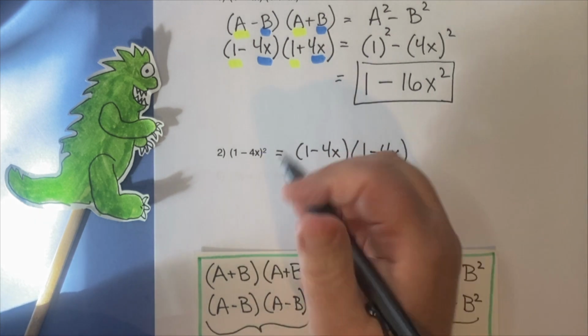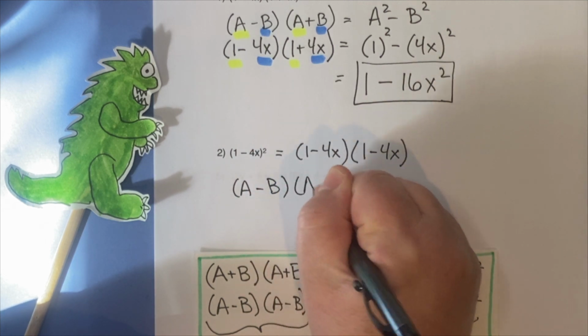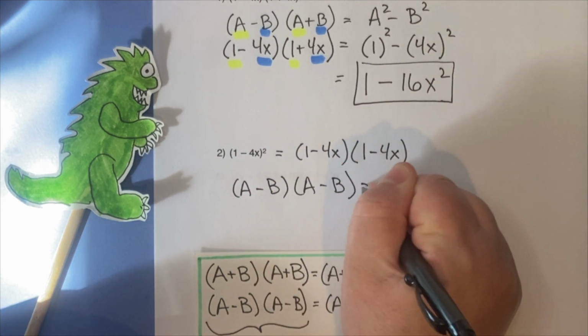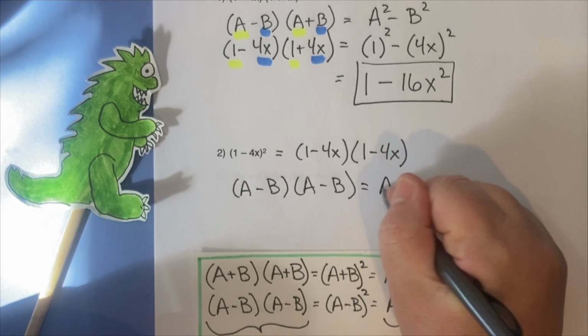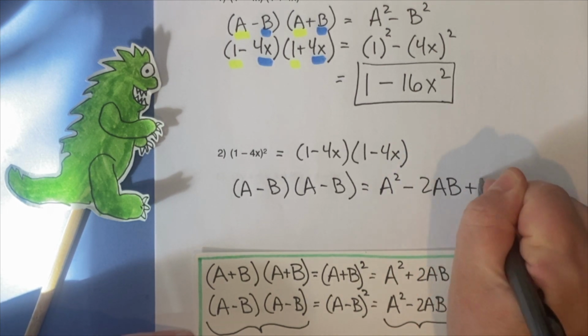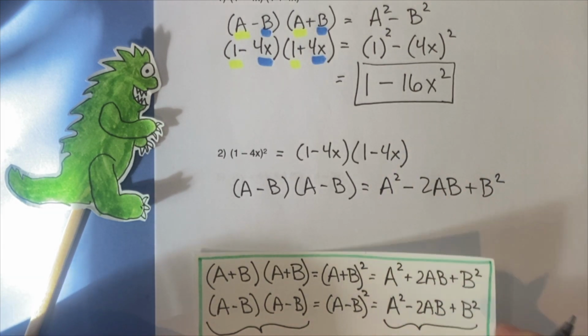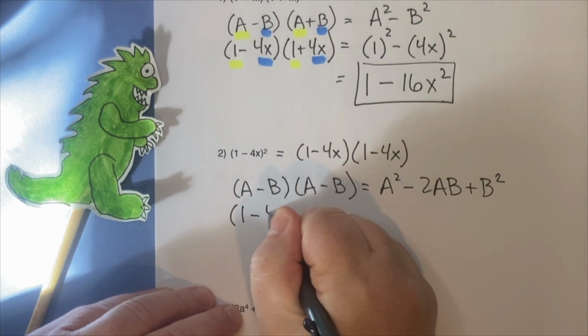So I've got the formula A minus B times the quantity A minus B. And that's going to give me what I expect with the double middle, that chewy goodness right there in the middle, but it's going to be a minus 2AB. So I've got an A squared minus 2AB plus B squared. And then I'm going to match that up, matchy matchy.